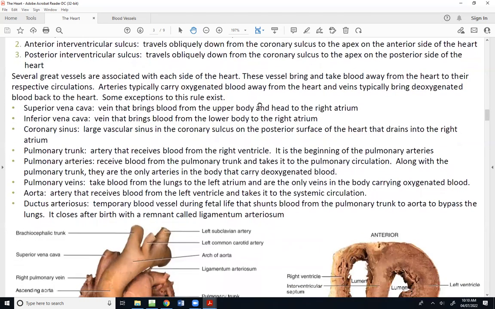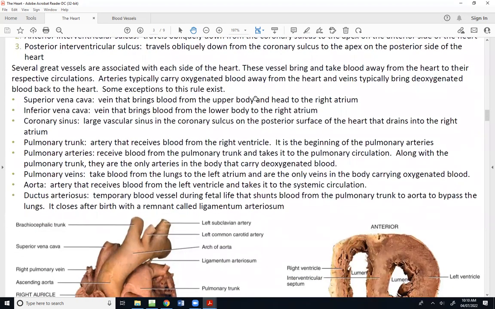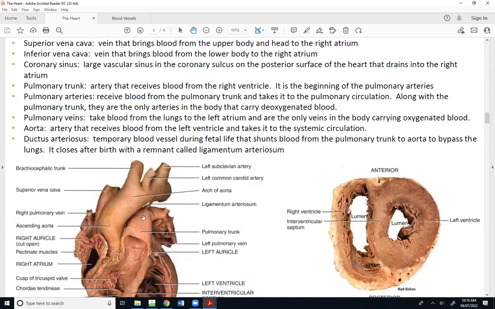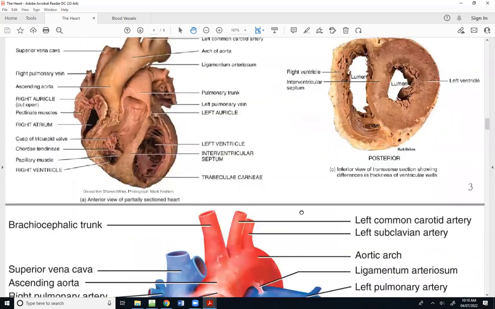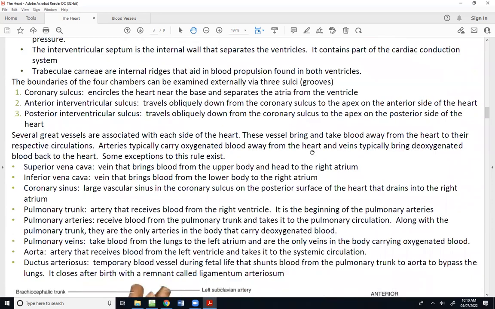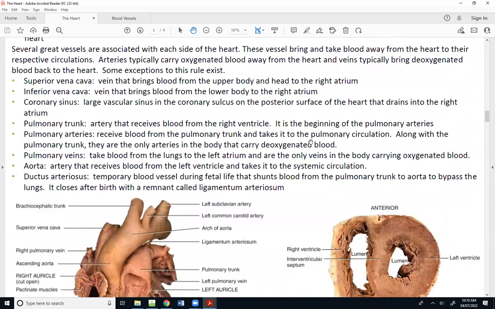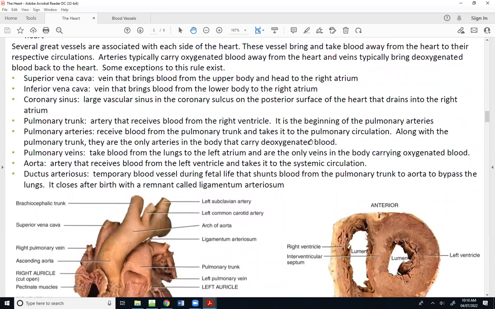Okay. Now, associated with each side of our heart are several great vessels, and you can see them very nicely in just about any picture, not this one, since that's just showing part of the heart, but we can see them very nicely here on the next page and on the bottom in the posterior view. These vessels are going to bring blood to and take blood away from the heart to their respective circulations. Okay, and they're either going to be classified as an artery or as a vein.